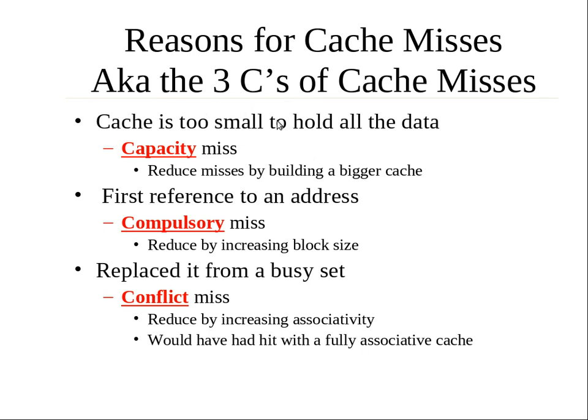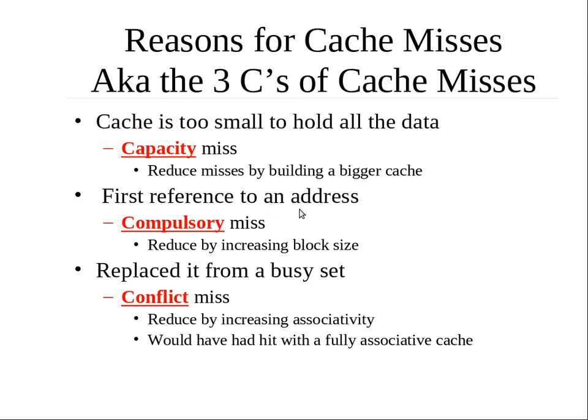Basically, what we're asking on this slide is what are the reasons for a cache miss? These are known as the 3 C's for a cache miss, or actually there are 3 common C's. There are a couple more reasons, but we're not going to get to those in this class. First one is the cache is too small to hold data. That's a capacity miss. Let's say you're trying to sort 1,000,000 items, but your cache can only hold 1,000. You need to build a bigger cache.